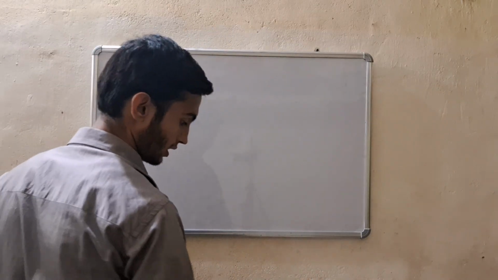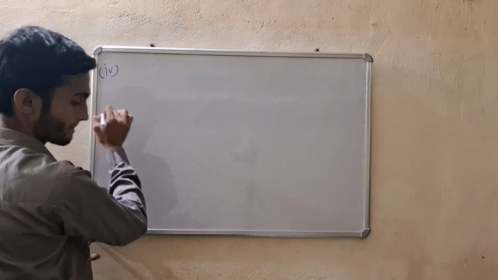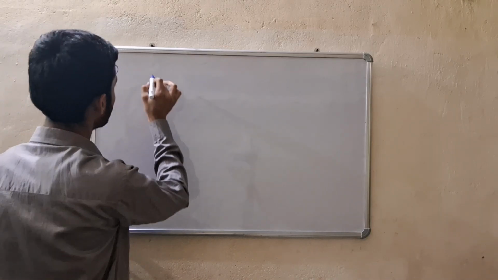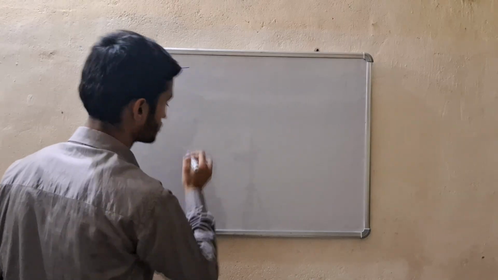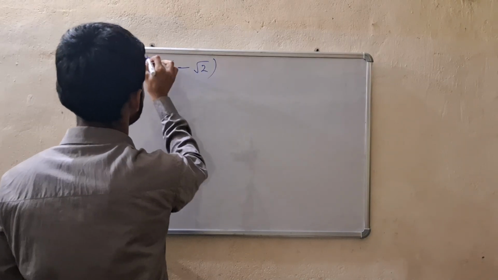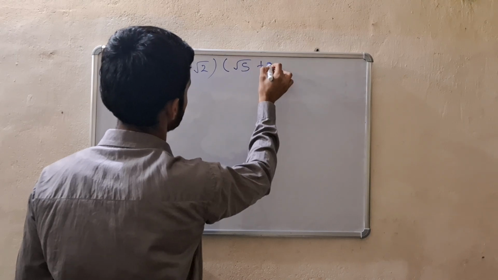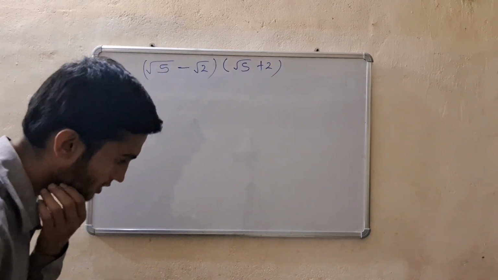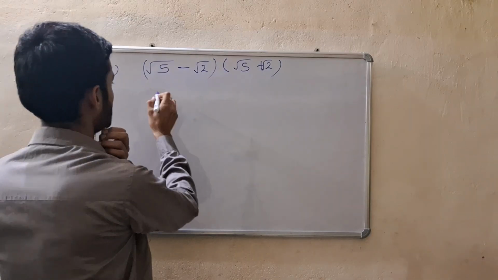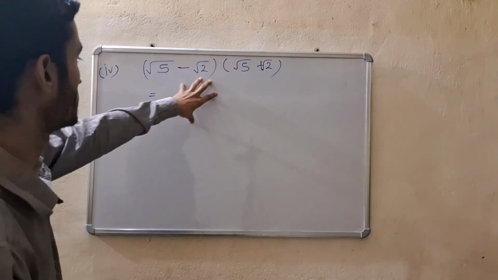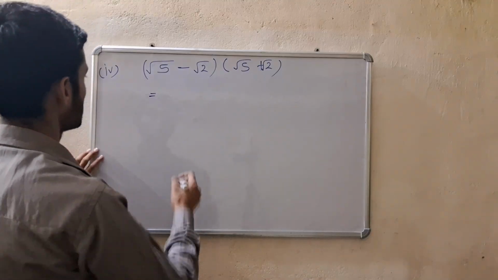Okay, so now we will simplify the fourth one. Square root of 5 minus square root of 2 times square root of 5 plus square root of 2. So a minus b, a plus b, right? When you multiply these two factors, you get what?